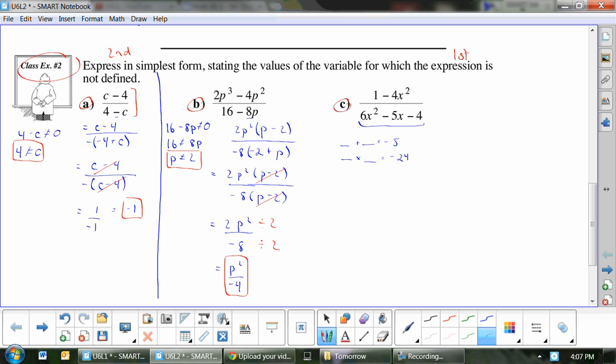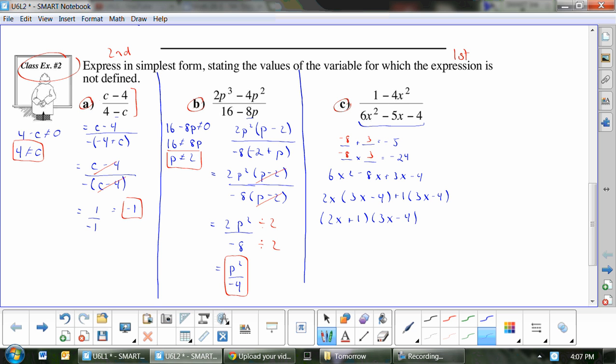Okay, so we find that we get negative 8 and 3, and negative 8 times 3 is equal to negative 24. So we get 6x squared minus 8x plus 3x minus 4. And we can take out 2x of our first two terms. That leaves us with 3x minus 4. And then just a positive 1 from our last two terms.